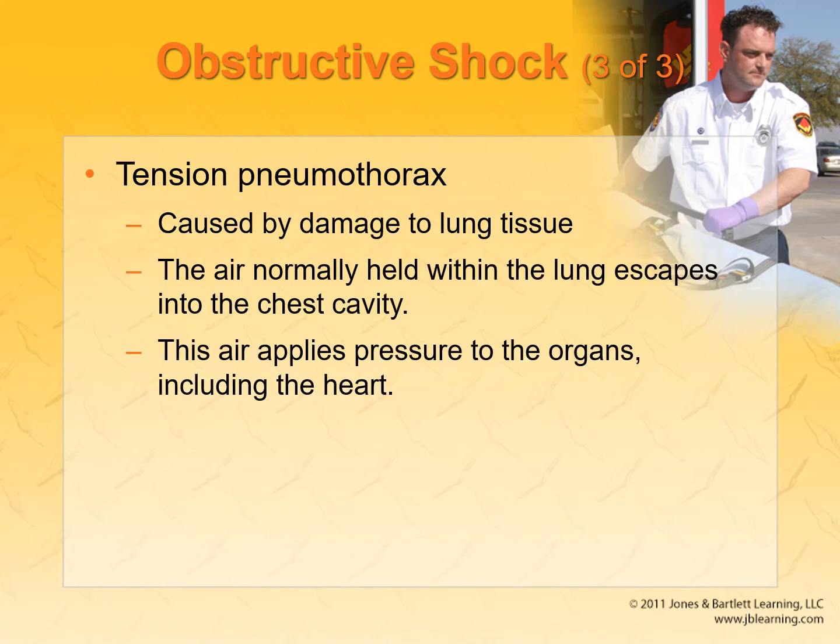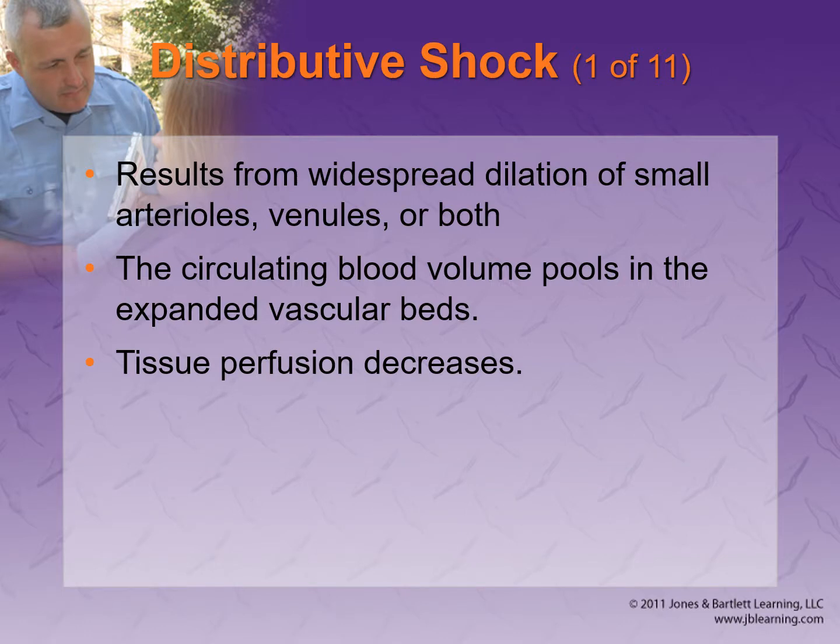Or in a pneumothorax, air gets inside the chest cavity and that air bubble presses against the heart and the heart can't beat. Okay, so both of these, pericardial tamponade or tension pneumothorax, there's something in the way. The heart is trying to beat, but it can't. All right, distributive shock.